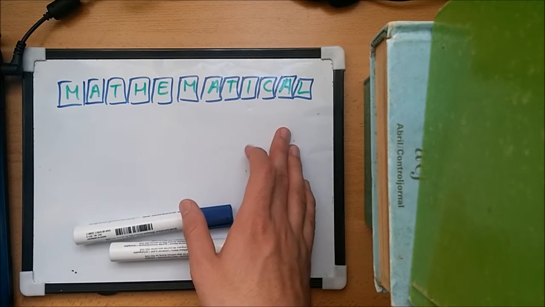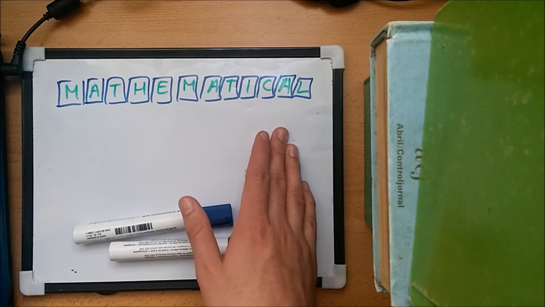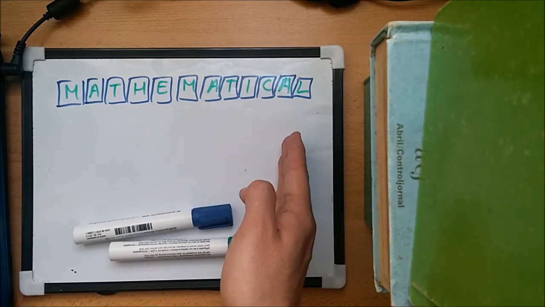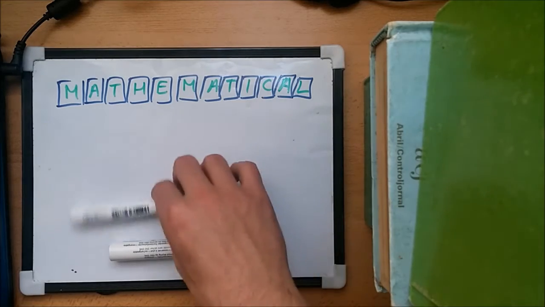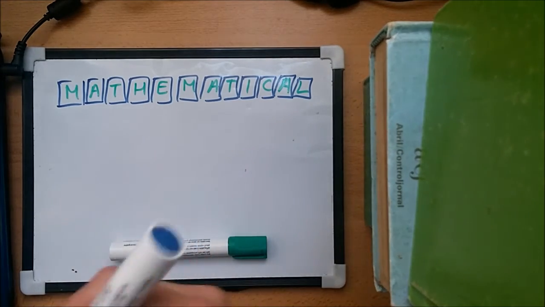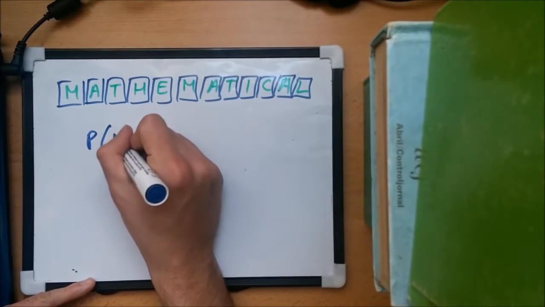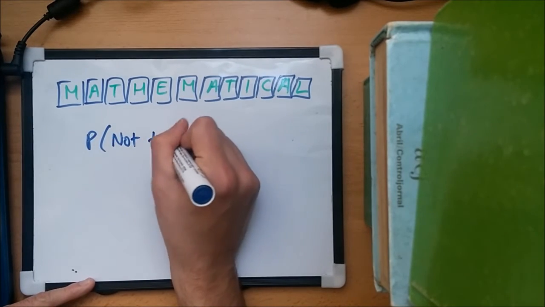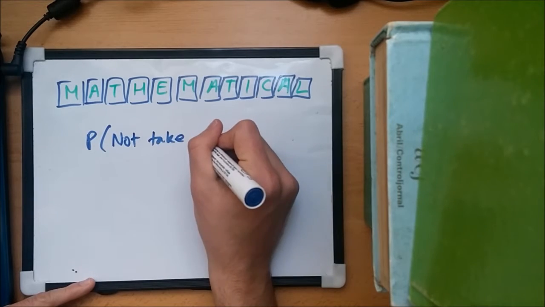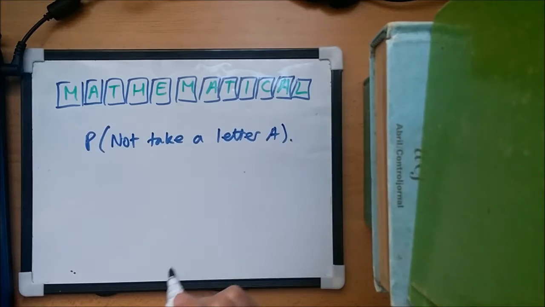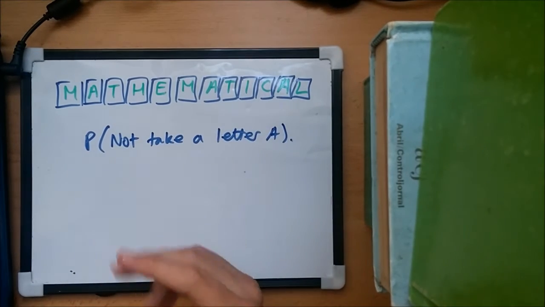Every letter is a card. Okay, so now Lee takes a letter card at random, one of these letters. And now we want to calculate the probability that he does not take the letter A. So we write the probability that he does not take a letter A from the bag. So how do we do this?